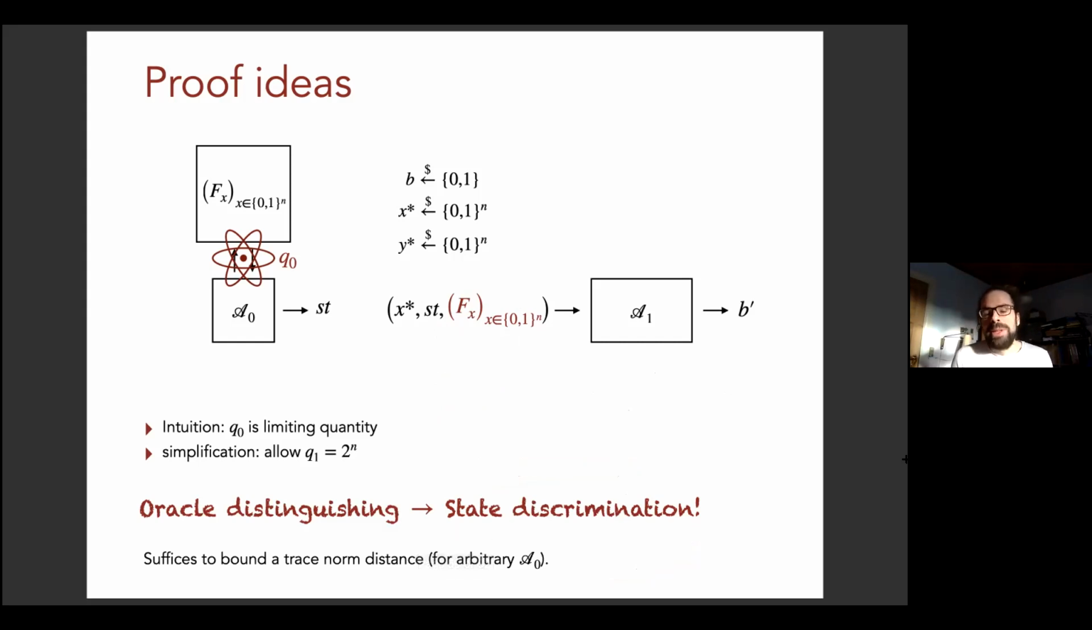So that's great, right? Because we know how to do state discrimination. So it just suffices to bound a trace norm distance for arbitrary algorithms A0. And this is how the rest of the proof proceeds. And I will not describe the details of that.